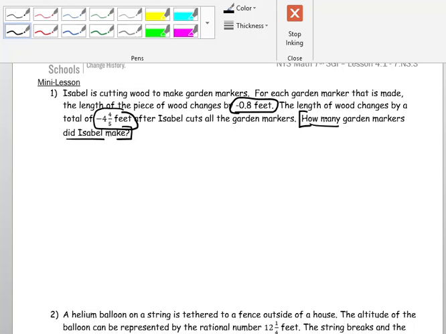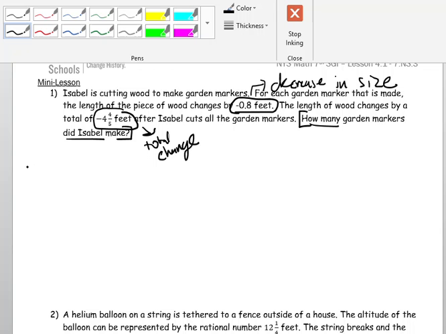Okay, so now that I've read that once, there's a lot going on here, all right? So I'm going to go back and read it again. Isabel is cutting wood to make garden markers. For each garden marker that is made, the length of the piece of wood changes by negative 0.8 feet. So this is a decrease in size, all right? The length of the wood changes by a total of negative 4 4/5 feet, so that's my total change. How many garden markers did Isabel make?